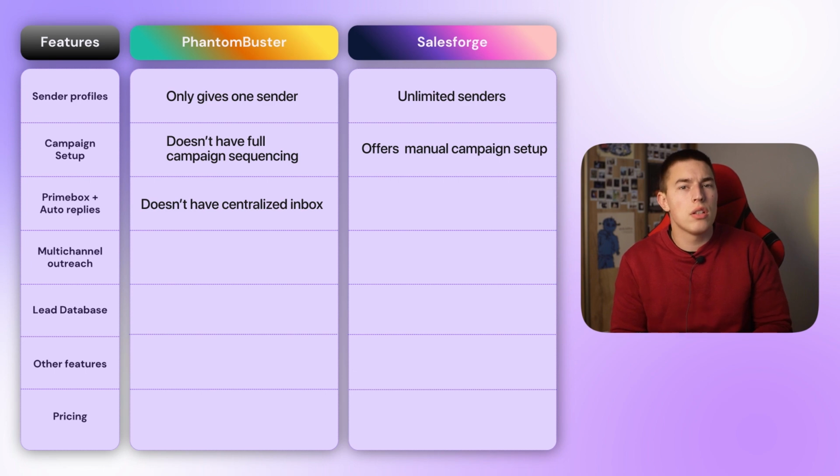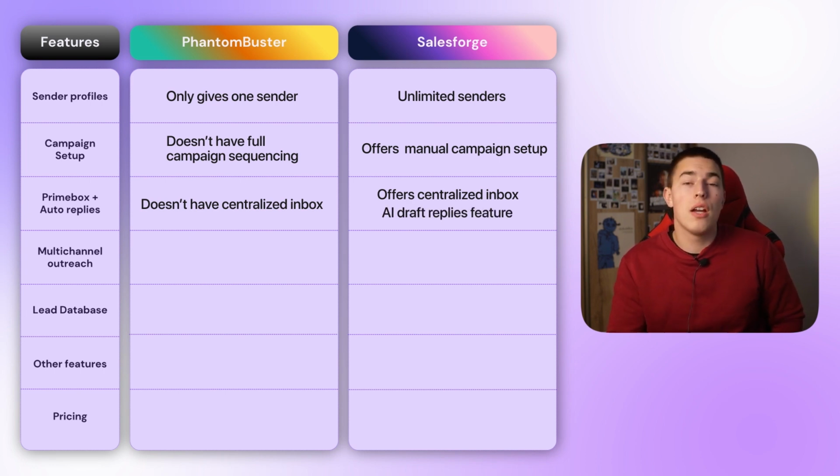PhantomBuster doesn't give you a centralized inbox, so you'd have to jump between accounts. Salesforge includes a Primebox, where all conversations land in one place. It also drafts AI replies based on your company info. That makes answering faster and keeps you consistent.